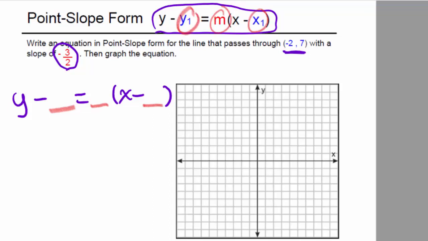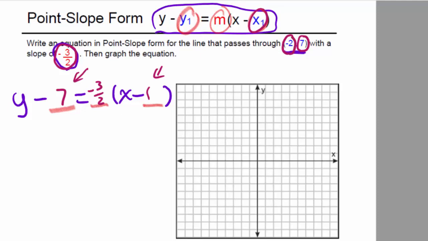So the parameters that go in there, the y1 goes here. If we look back, y1 is a 7. So we're going to put a 7 there. The m goes next. Well, the m is our slope. That's negative 3/2. And then the point that goes here, which is the x1, go back to the only point they gave us, which was a negative 2.